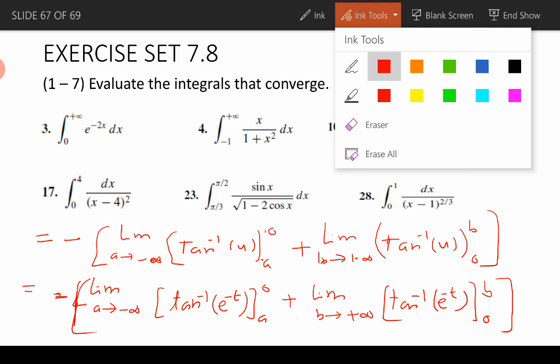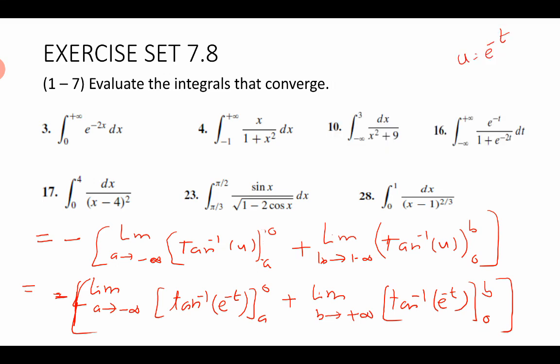Next step, substitute upper and lower limits. Tan inverse e power minus infinity. See, so what is happening here? Tan inverse 0, e power 0, e power 0 is 1, tan inverse 1.